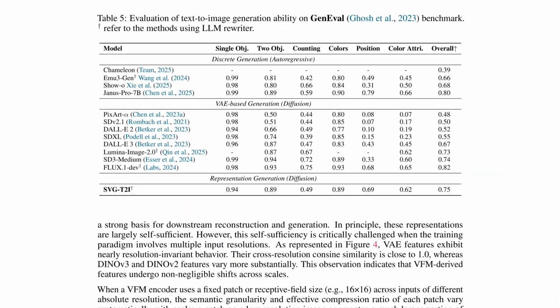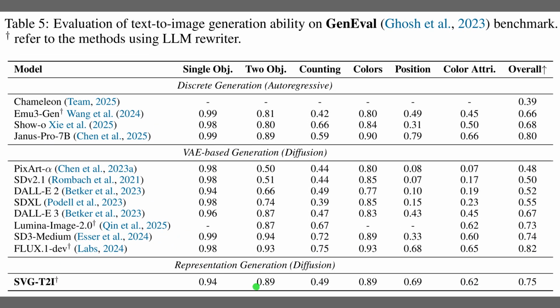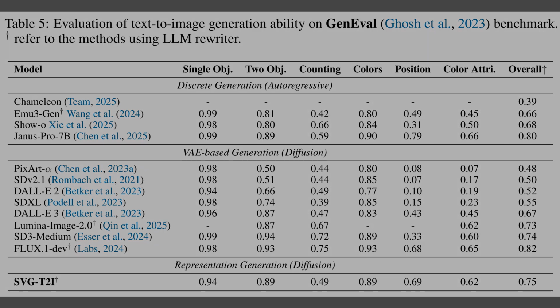Table 5 summarizes how different text-to-image models handle the GenEval benchmark, which checks things like object counts, colors, and positions in generated images. The main takeaway is that SVG-T2I reaches an overall score of about 0.75, matching strong variational autoencoder-based diffusion models. The upper block lists discrete autoregressive systems. The middle block covers popular variational autoencoder diffusion models, and the bottom row highlights SVG-T2I as a representation space diffusion model that stays competitive across all subtasks.